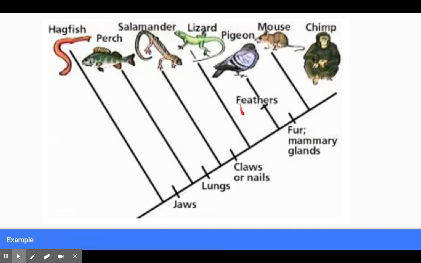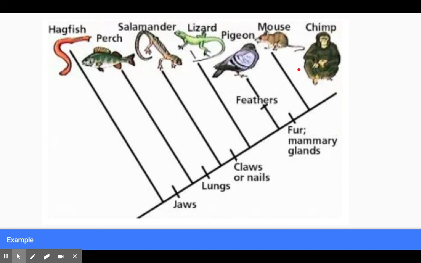So you can see here that feathers is actually on one of our branches for our species. That can happen sometimes if we want to include a specific species, but we don't want to make a whole other phylogenetic tree because there are a lot of things that have feathers, right? So we can put that there if we're trying to show pigeons' relationship to these other organisms. The reason that we put that there is because none of these have feathers, right? It wouldn't make sense for us to put feathers here because mice don't have feathers and chimps don't have feathers.